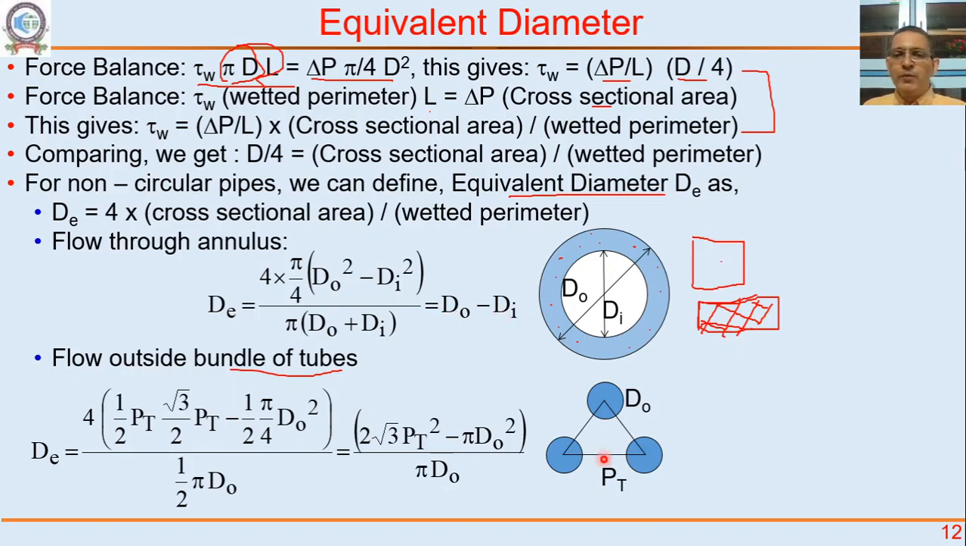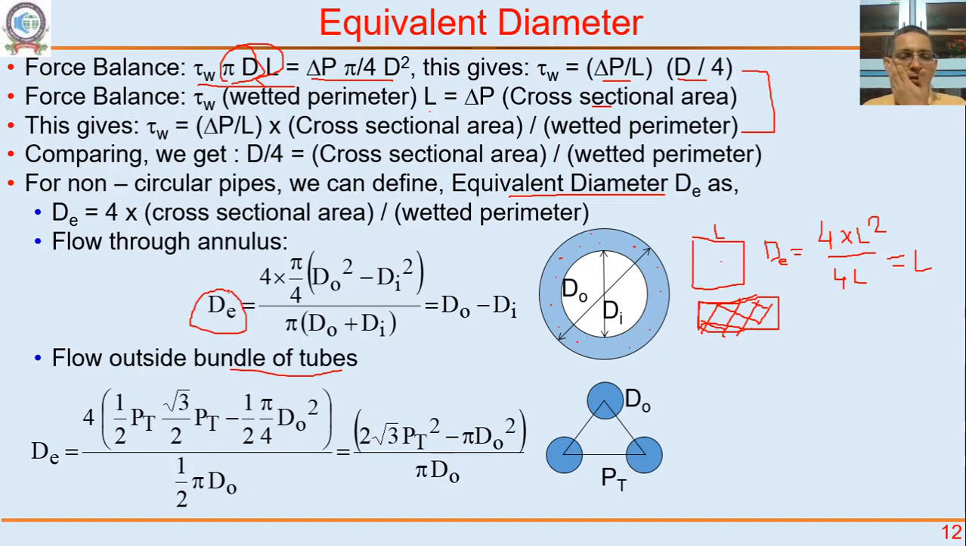And same thing for a bundle of tubes. You can derive this yourself. If it's a square cross section, let's say L is the side of the square, what will be the equivalent diameter? Equivalent diameter would be 4 times flow area, 4 times cross sectional area, 4 times L square divided by wetted perimeter. Wetted perimeter is 4 times L. So this will just be equal to L.